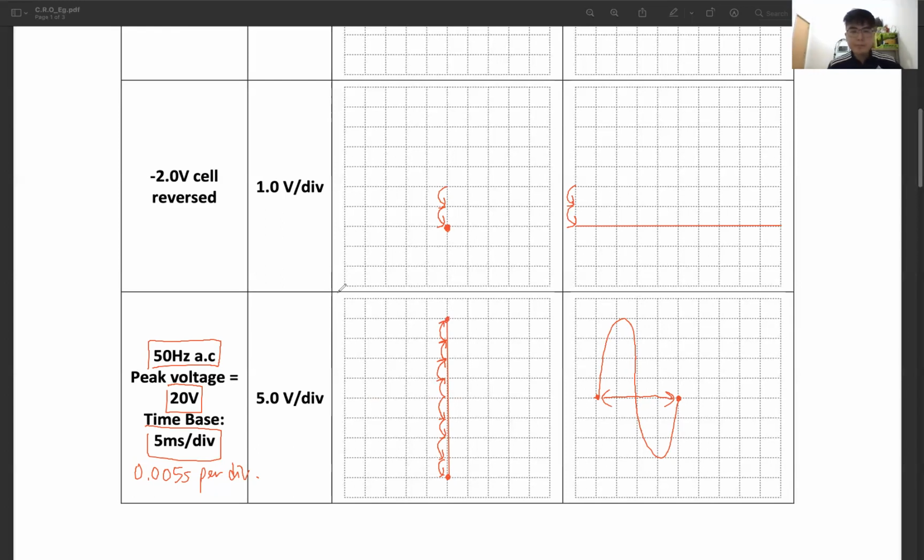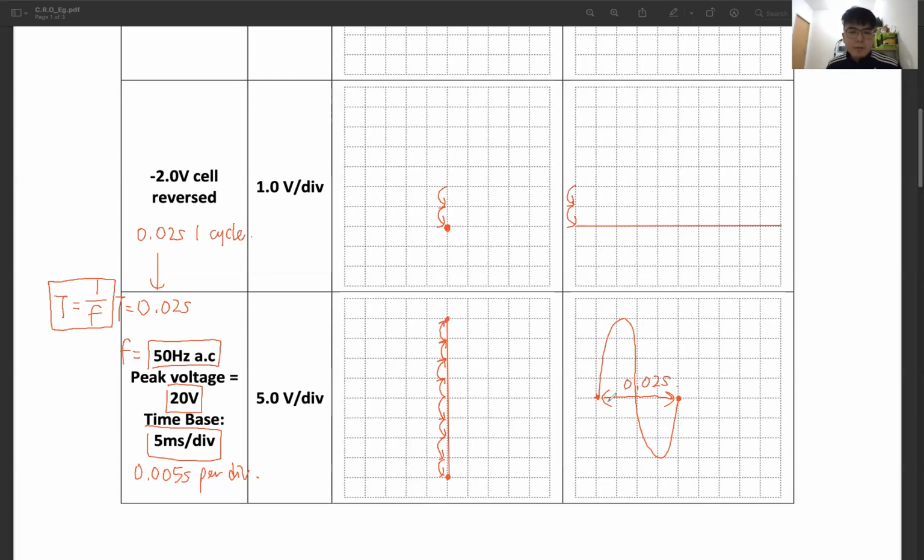So to find the period, you already got the frequency of 50. So T, the period, is equals to 1 over frequency. This is the formula. So you take 1 divided by 50. You get 0.02 seconds. This is the period, meaning that it takes 0.02 seconds to make one cycle. Okay, from here to here is 0.02 seconds.